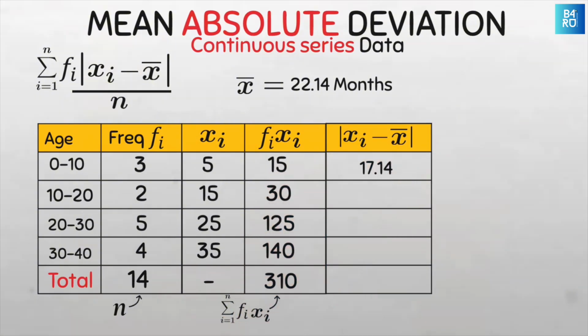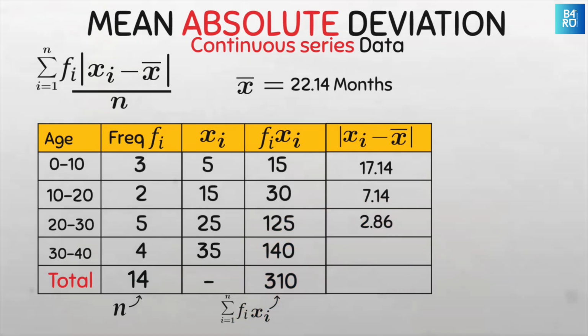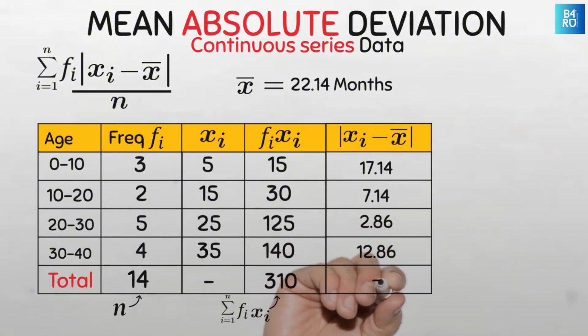Awesome. For the second class, it will be 15 minus 22.14, that's minus 7.14, and so the absolute value is 7.14. Then, for the third class, we will have 25 minus 22.14, and that will be 2.86, and the absolute value is 2.86. And for the last class, we will have 35 minus 22.14, and that will be 12.86 with an absolute value of 12.86. And we don't have any use for the sum of absolute deviation, so we'll leave it blank here.